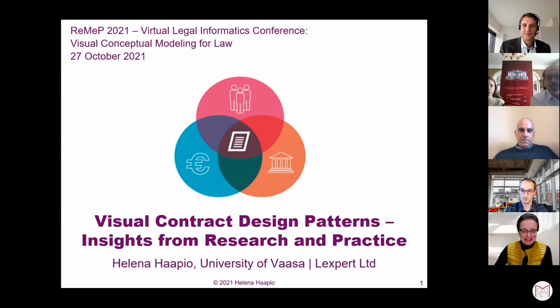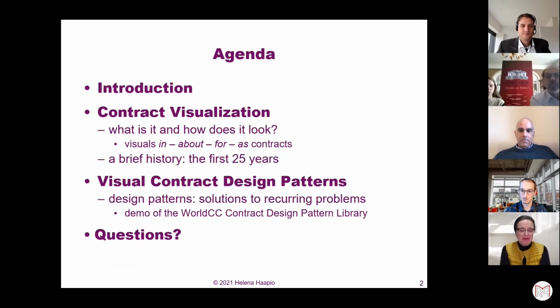Good. Yes, design patterns, my topic today. And here's the agenda. First, an introduction of who we are and why we do what we do here. Contract visualization. What is it and how does it look? We have divided it into 4 different sections: visuals in contracts, visuals about contracts, visuals for contracts, and visuals as contracts. I'm going to focus on the first 2.